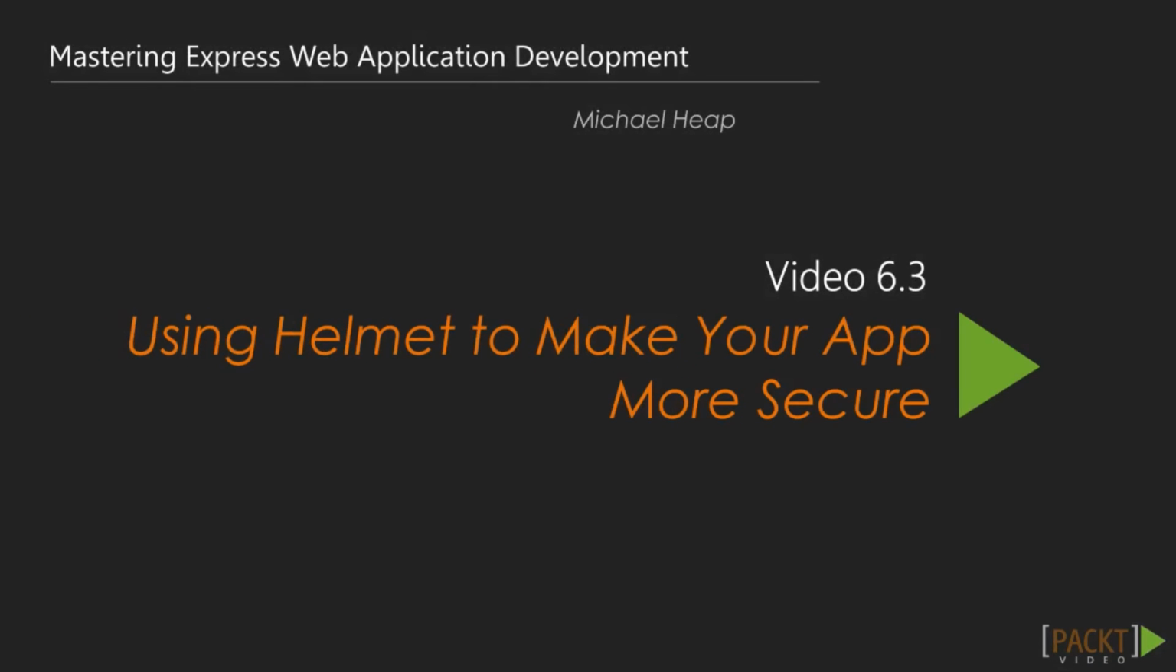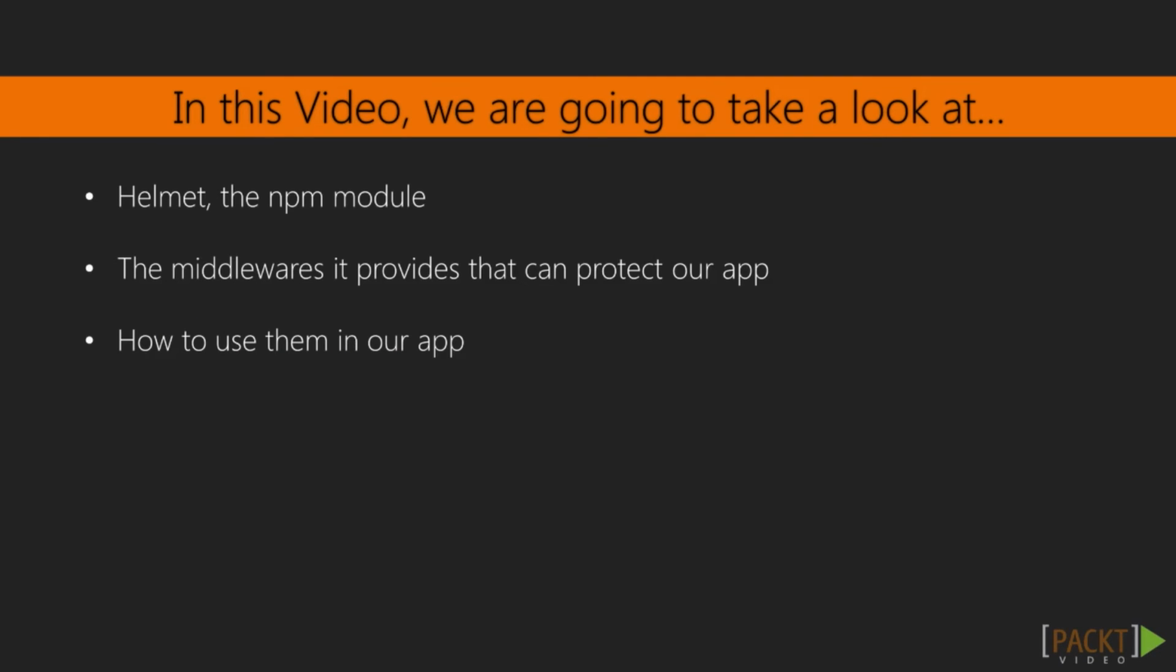Welcome to the final video on security. In this video, we'll be taking a look at Helmet, a collection of middlewares that can make our application more secure. To use Helmet, we have to install the npm module. We're going to take a look at the middlewares it provides that can help us to protect our application, and how to use some of the middlewares that it provides in our application.